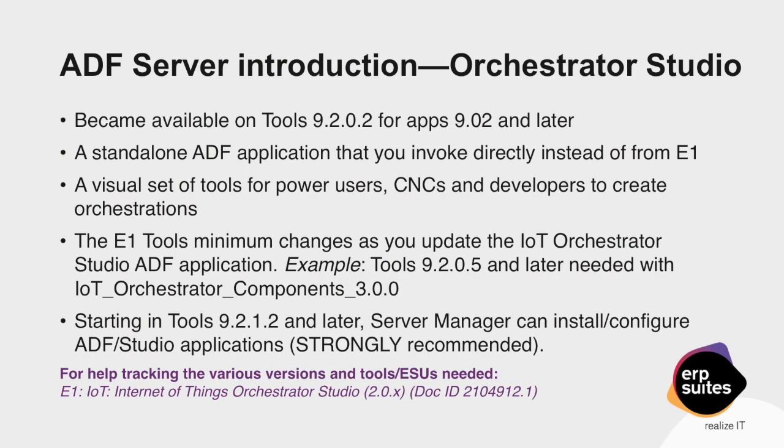So if you go to 9.2.0.5, you need to have Orchestrator version 3. Again, they kind of stair-step and stay in tune with each other. If you went to 9.2.2.4, there was version 6.0.2. So again, they work together. And then, like I said, 9.2.1.2, if you're not on that tools release and you're wanting ADF, definitely try to be on 9.2.1.2 or above. It'll just make your install much easier.